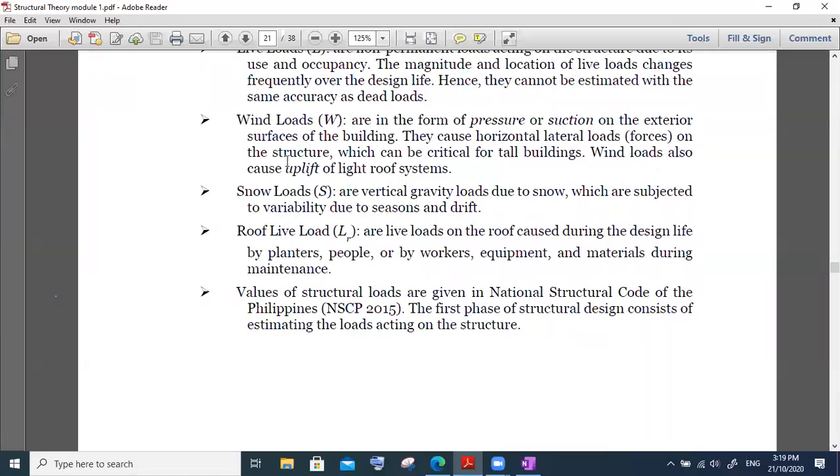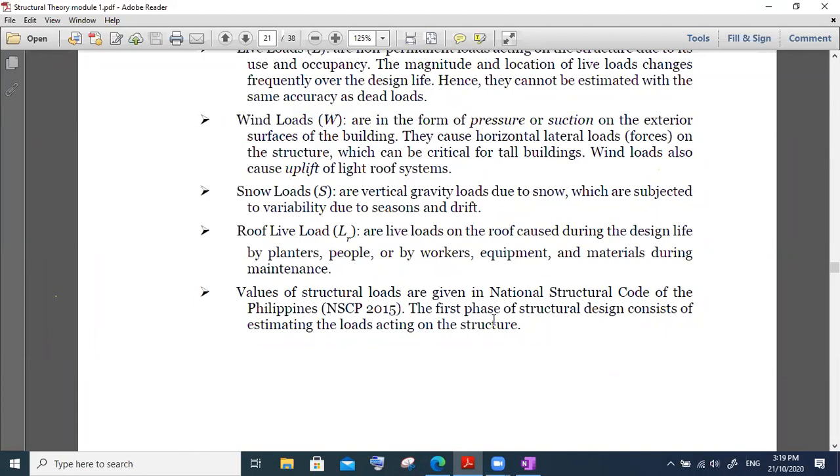So, later may papanood ako dito sa wind load. Next one is the snow load. No, sa snow load or vertical gravity load due to snow. Wala naman tayong snow dito sa Pilipinas, pero kung syempre ano lang naman to. Self-explanatory. Snow load, ibig sabihin is snow. Roof live load or live load on the roof caused during the design life by planters, people, or by workers, equipment, and materials during the maintenance.